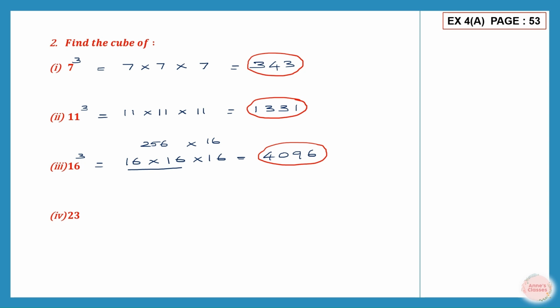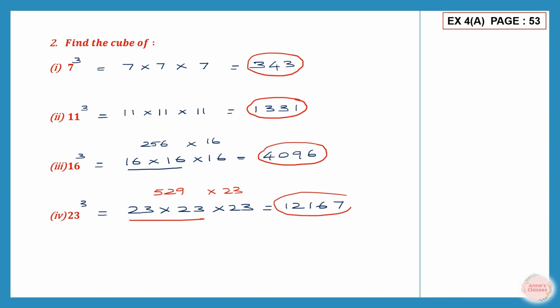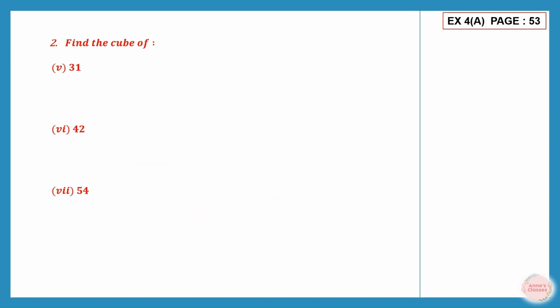Next one, now the cube of 23, that is 23 into 23 into 23, 3 times. Now 23 into 23 is 529. Now when you multiply that with again 23, the answer that you get is 12,167. This is the answer. This is the cube of 23.